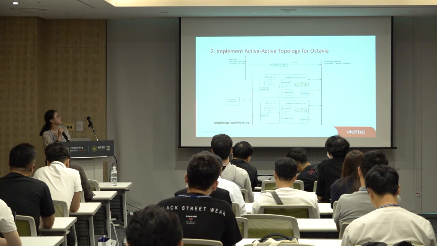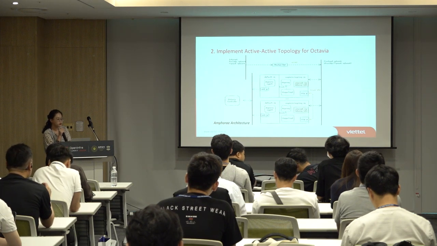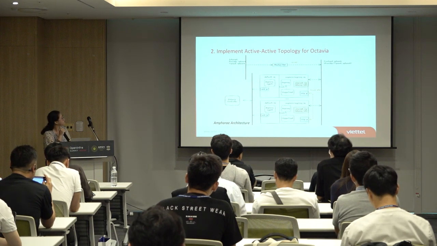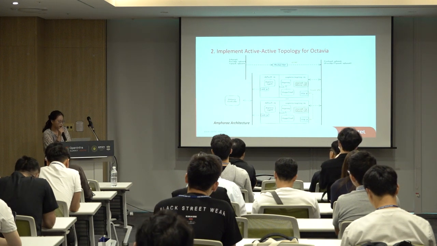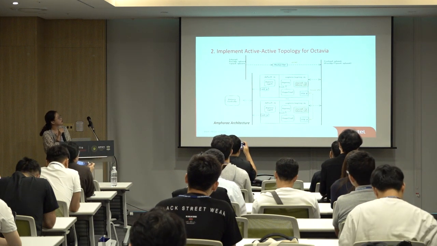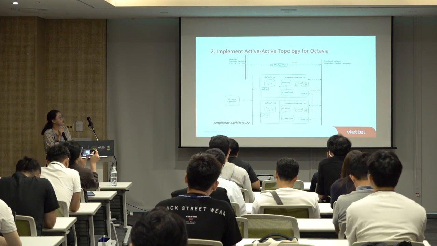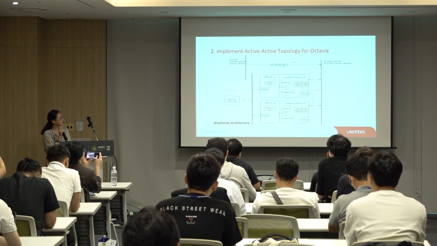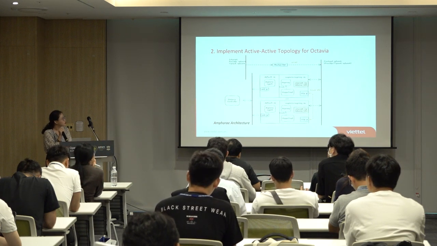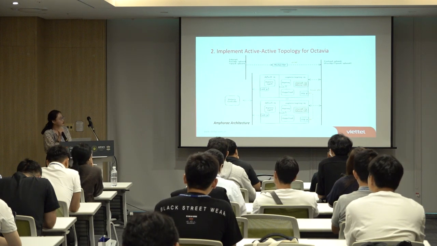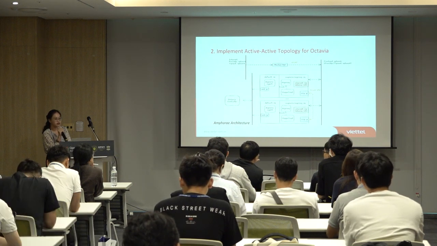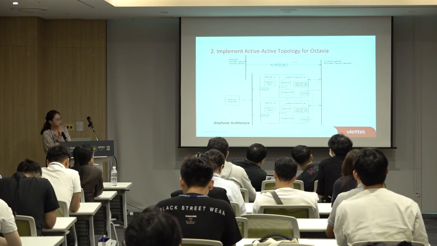After resolving the router high availability mode problem, we come to implement active topology for Octavia. In Amphora architecture, instead of setting the keepalived manager with address, we configure the VIP address for the dummy interface. It will be the same local interface for all the Amphora in the cluster.